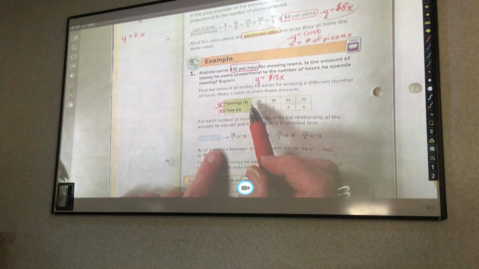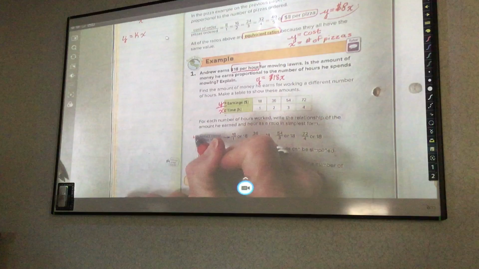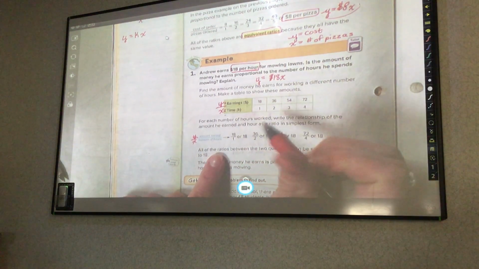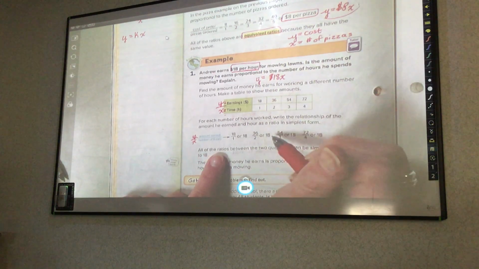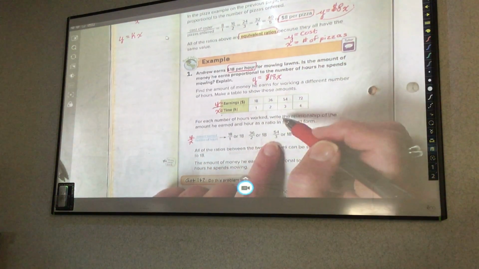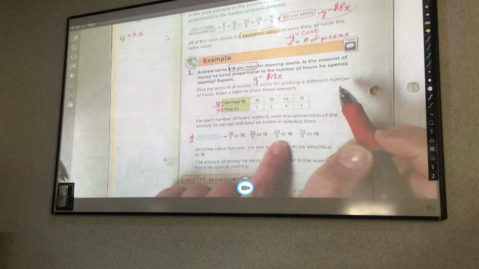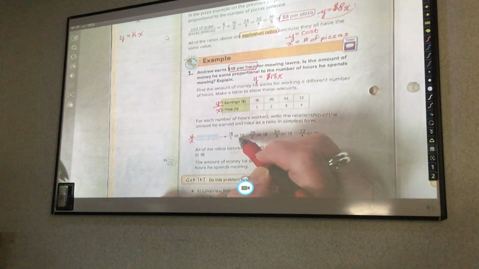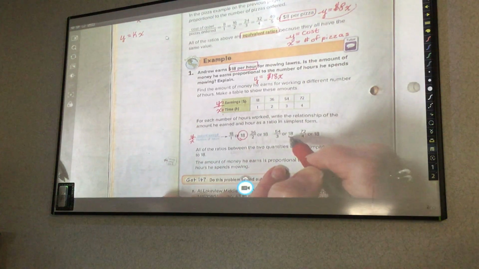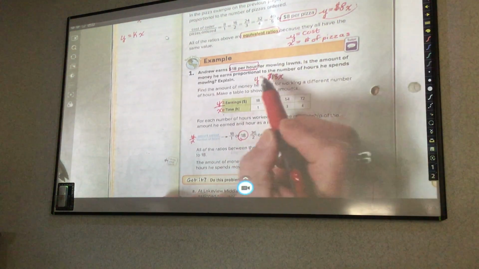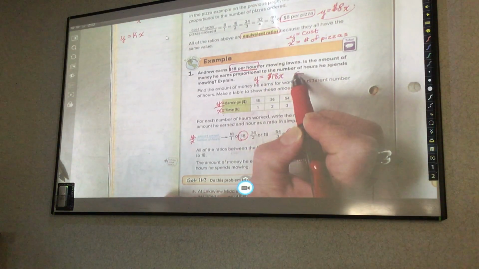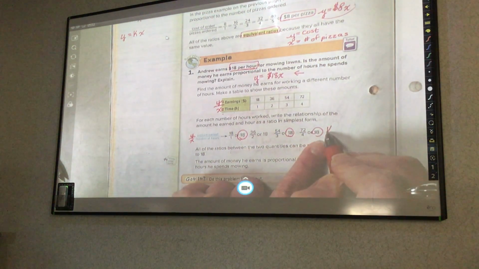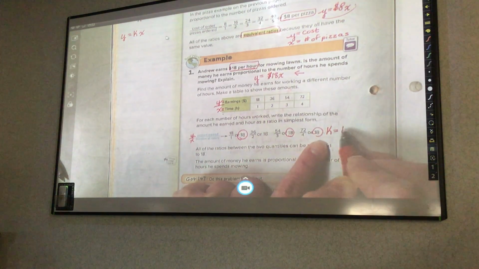But then to figure it out, we do Y over X. So 18 over 1 equals 18. 36 over 2 equals 18. 54 over 3 equals 18. 72 over 4 equals 18. So what's our constant? 18. 18. And we are able to write an equation. I'm going to write the K equals 18.